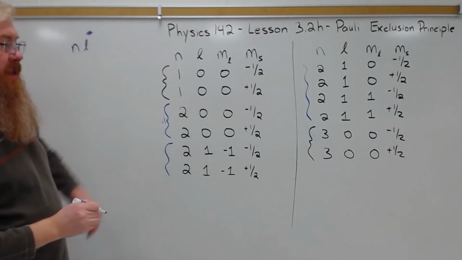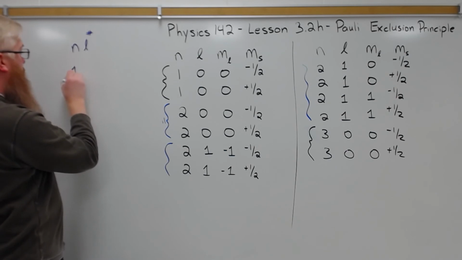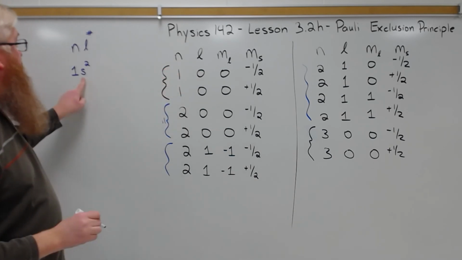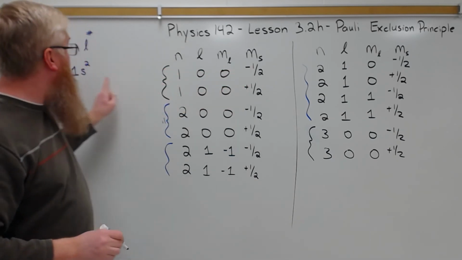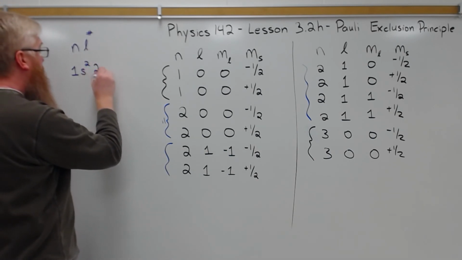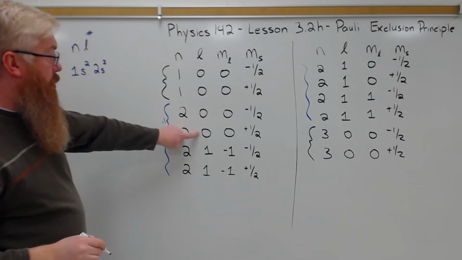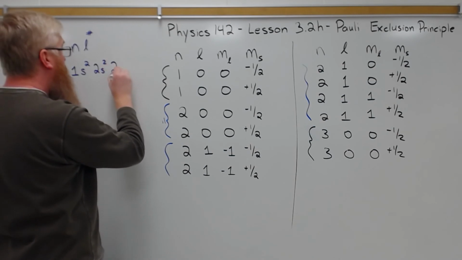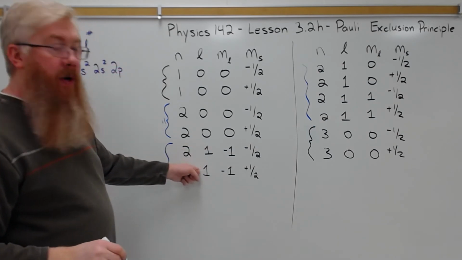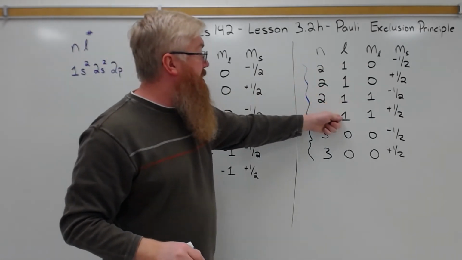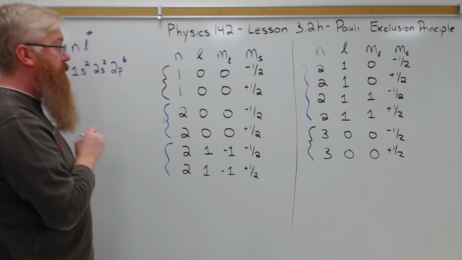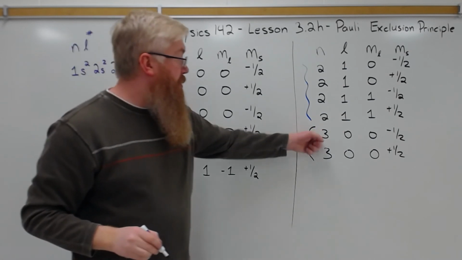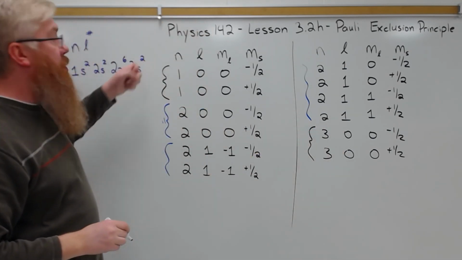So this configuration would be 1s2, because n equals 1, L is 0, that corresponds to the S subshell, and there are 2 electrons in it. 2s2, n equals 2, L equals 0, so that's the S letter, 2 electrons in that. 2p, because L equals 1 here, and we have 1, 2, 3, 4, 5, 6 electrons, 2p6. And then finally 3s2, because n equals 3, L equals 0, so you have the s shell with 2 electrons.